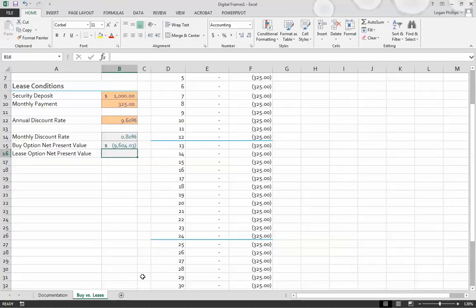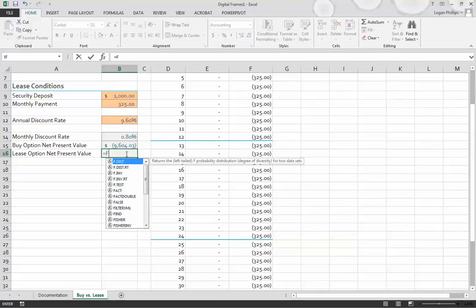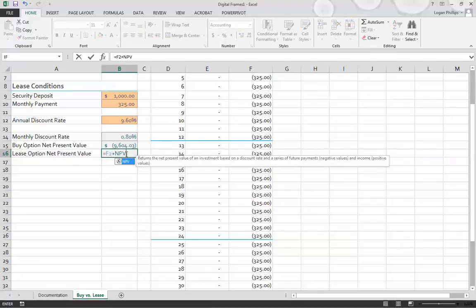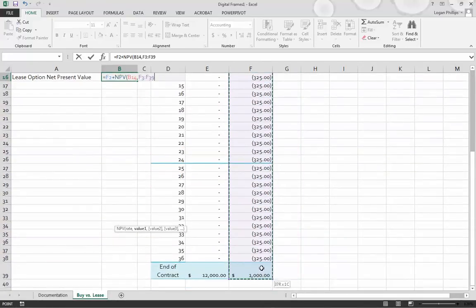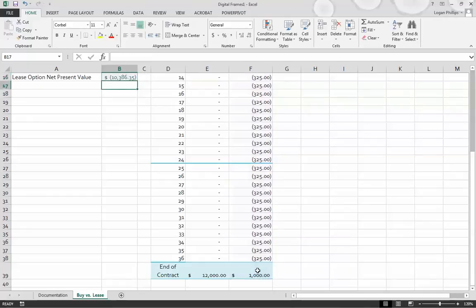Now for the lease option, we're going to do the same thing here. We're going to do F2 plus the MPV of B4. Sorry, I had a little bit of cough there. All right, our rate is going to be B14 with the range of F3 through F39. Let me close off the parentheses.